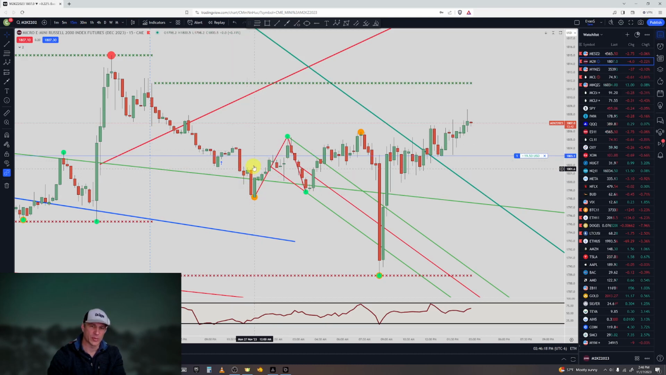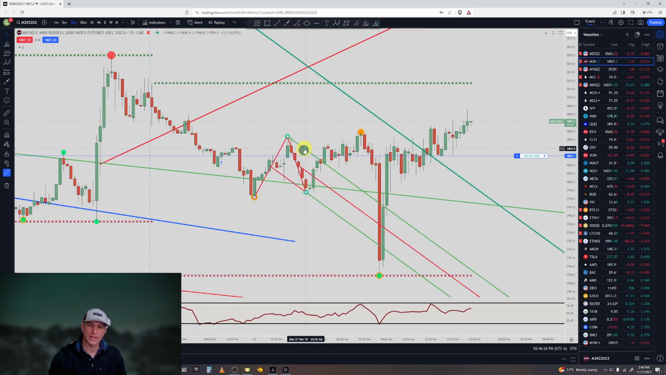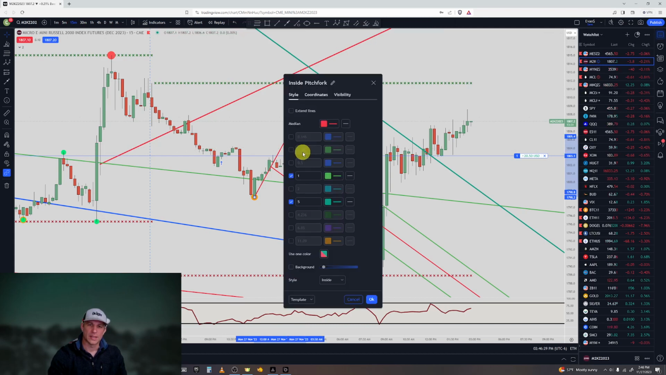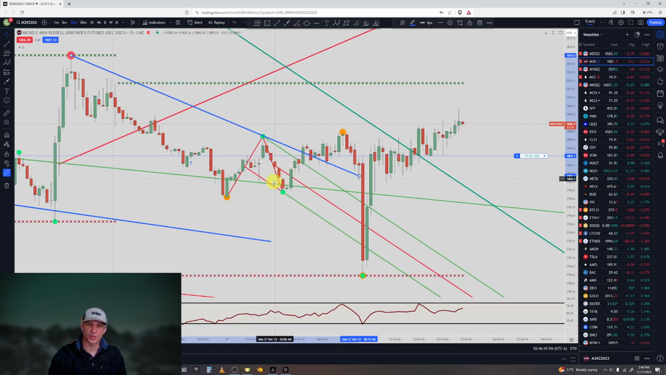So we got that. Then what we do is we take the inside pitchfork right here, and just attach it to points 2, 3, 4. The levels we have are the median, which is the red line, the light green is the 1, and the darkish tealish green is the 5. Then for me to signify that this is the triangle trade, just connect points 1 to 3. When you get a close above the 1 line, the green line right here, then the target is the 5 line right up here.